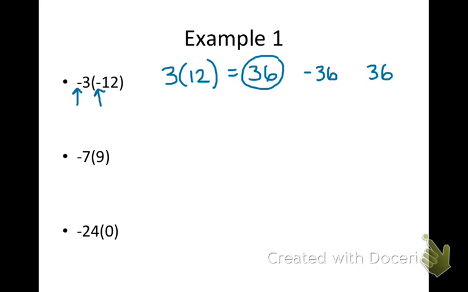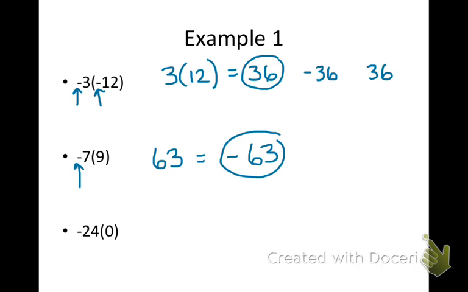Okay, look at the second one, a negative 7 times a 9. Again, you are going to just multiply your 7 and your 9 together. So you're going to get 63. Now you're going to evaluate. I see one negative, right? They are unlike. One's negative, one's positive. So this means that my solution is a negative 63. That one negative sign is telling me take the opposite of that product.